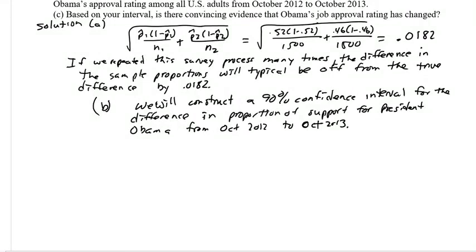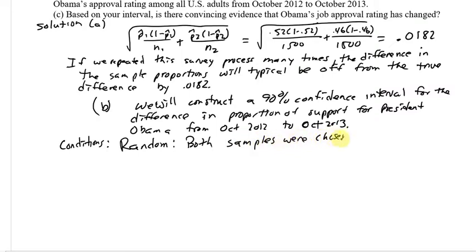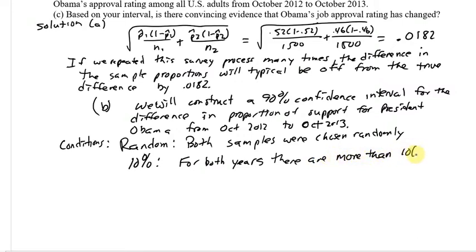Our conditions: random. It tells us in the problem both samples were chosen randomly. Okay, they told us that. We just repeat it. 10%: for both years, there are more than 10 times 1500, or 15,000, U.S. adults. And large counts.